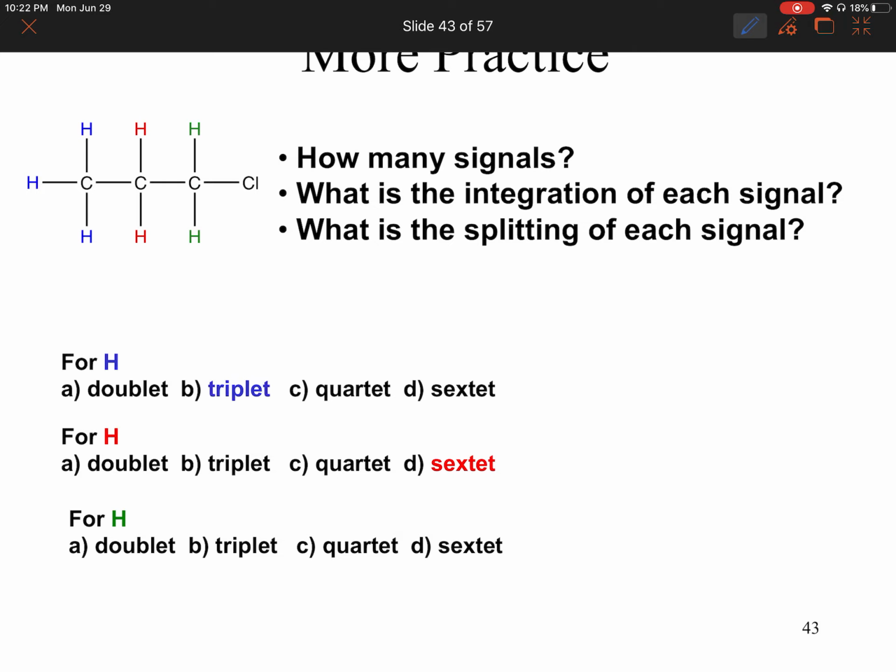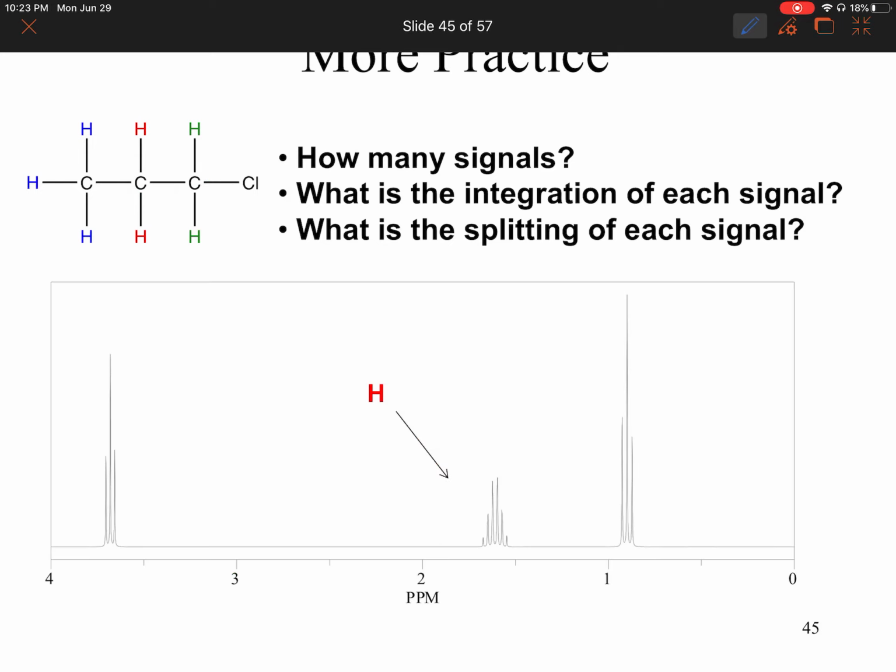Okay, so in this case, you would expect this to be a triplet also, right? These hydrogens live at this carbon. Here's the neighboring house. 2 live there, right? So 2 plus 1 is triplet. So when we look at this, that's exactly what we see here.